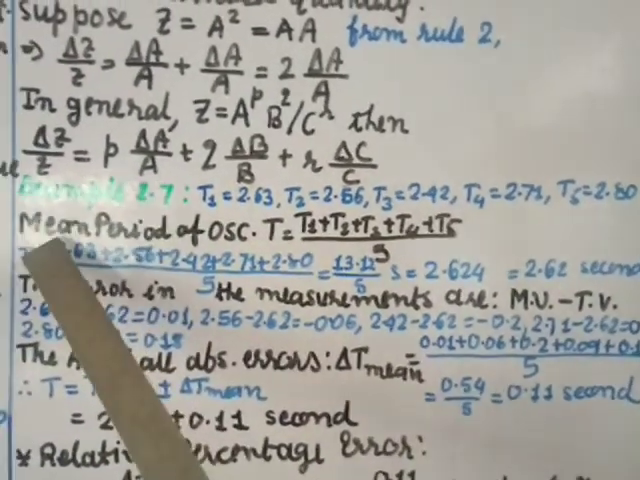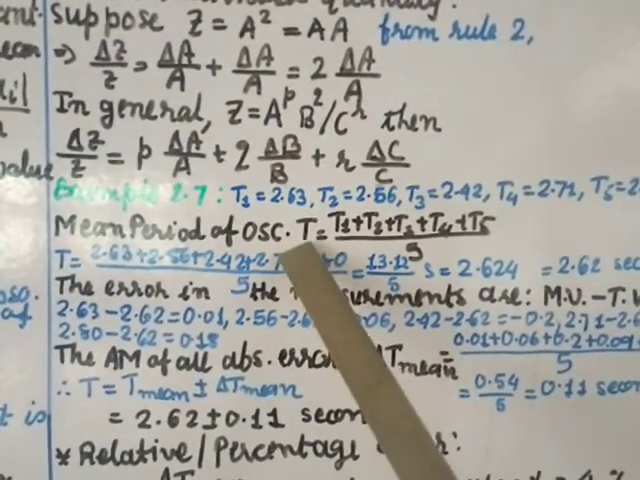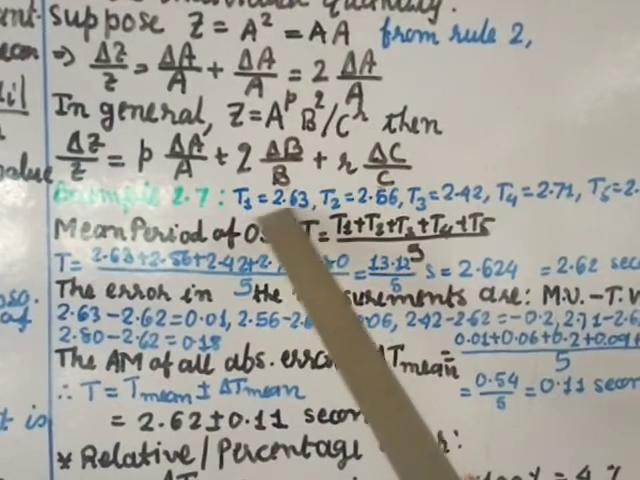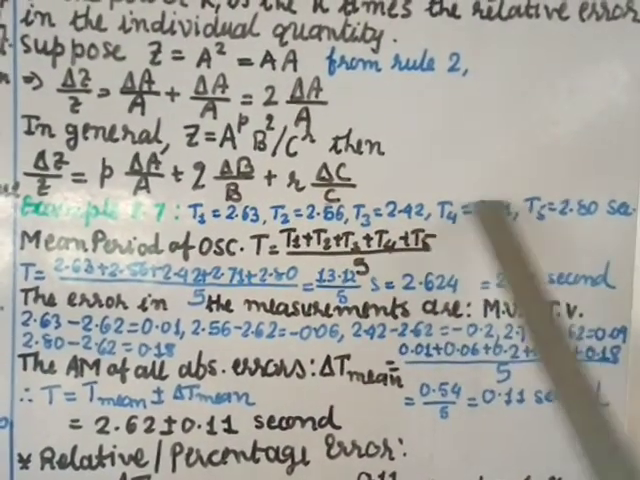Now first we will find the mean period of oscillation T. That is the average of all these, which you call T mean. So I add T1 plus T2 plus T3 plus T4 plus T5, divided by 5.